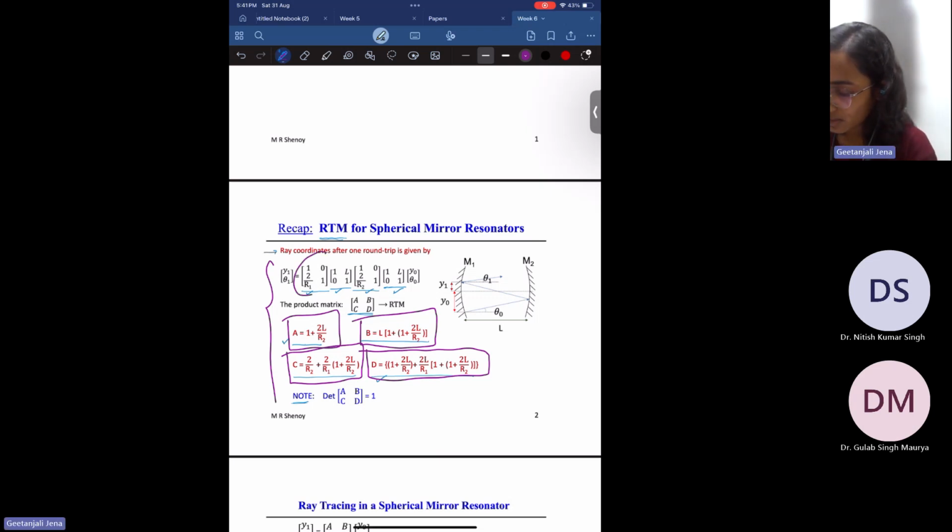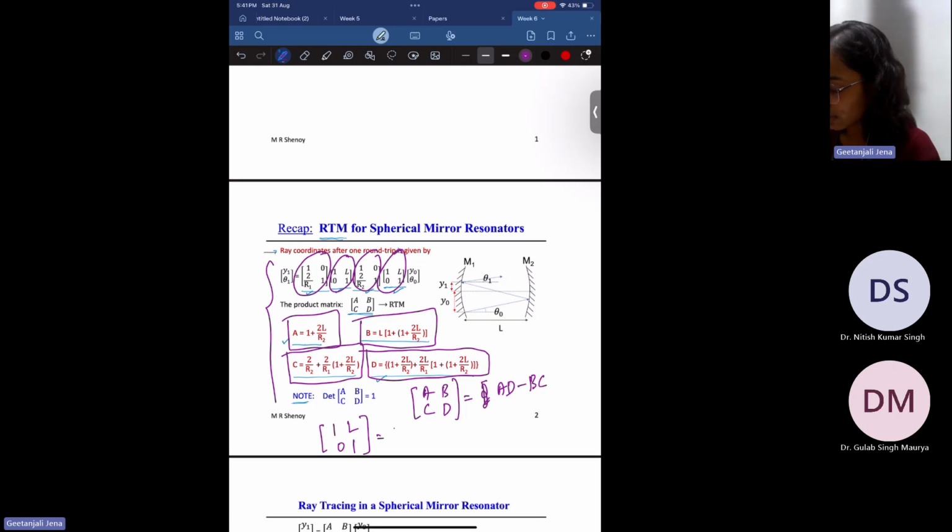And if you look at each matrix, the determinant of all of them is 1. How can you calculate the determinant of a matrix A, B, C, D? It is AD minus BC. So if you have, let's say, the matrix 1, L, 0, 1, the determinant is 1 into 1 minus 0 into L, which is 0, so it is 1. We just have to cross multiply the terms.